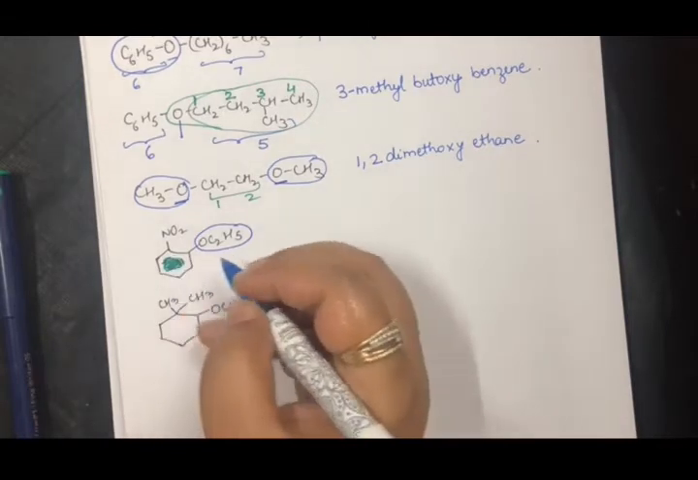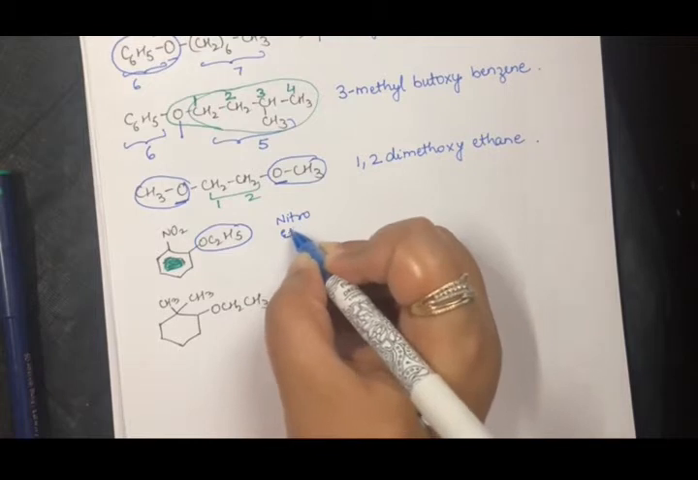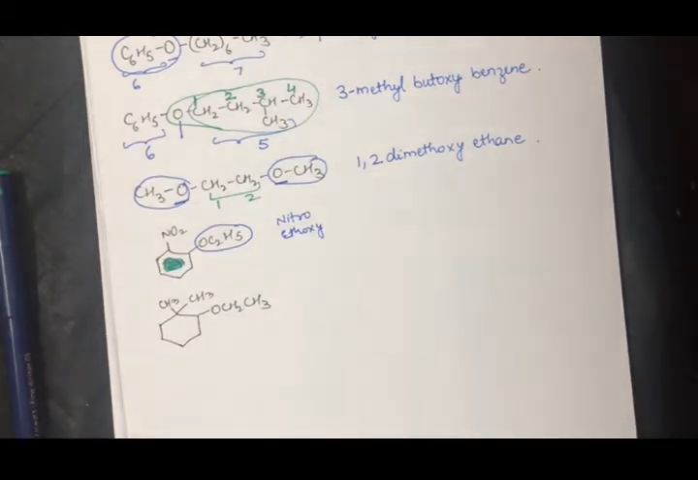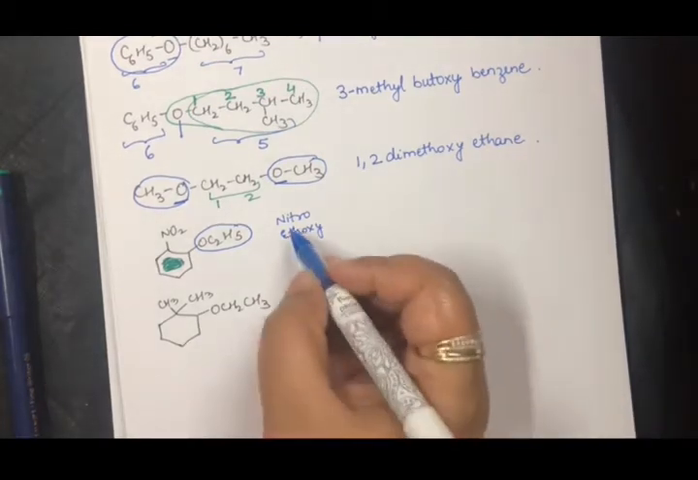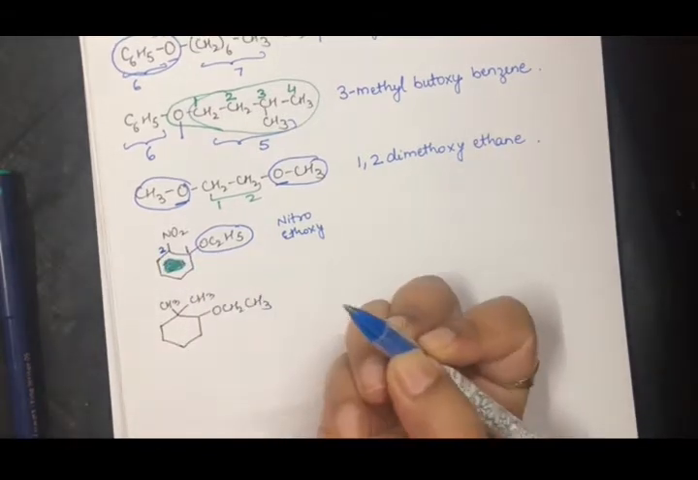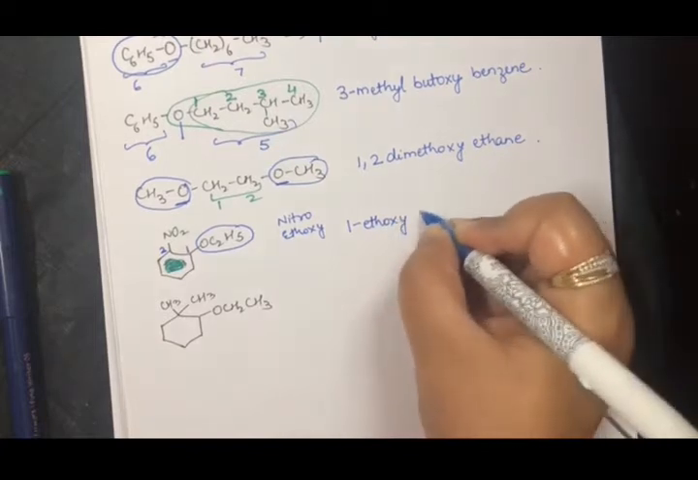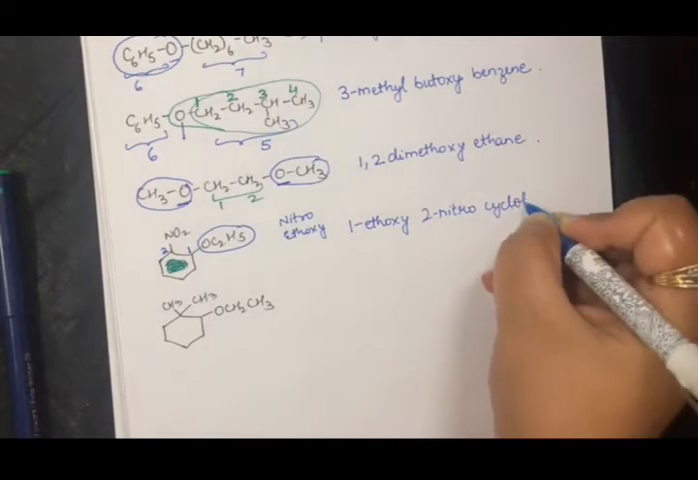Now in this structure, you have 2 substituents. One is a nitro group. The other is an ethoxy group. So remember, whenever you have to number them, you have to again take them alphabetically. So alphabetically, which is first, this is going to be 1 and this position is going to be 2. So it is going to be 1 ethoxy, 2 nitro cyclohexane.